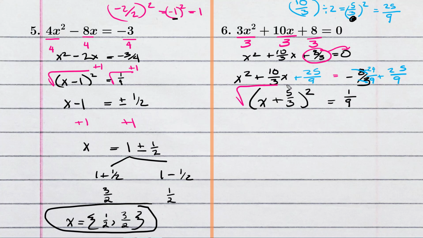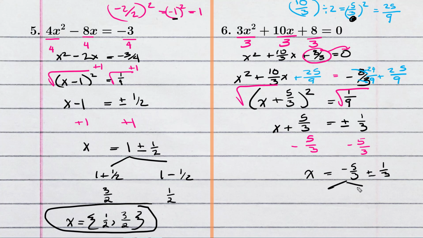Next step is to take the square root of both sides. And so I have x plus 5/3 is equal to plus or minus 1/3. Now I'm going to move the 5/3 over to the other side. And so x is equal to negative 5/3 plus or minus 1/3.